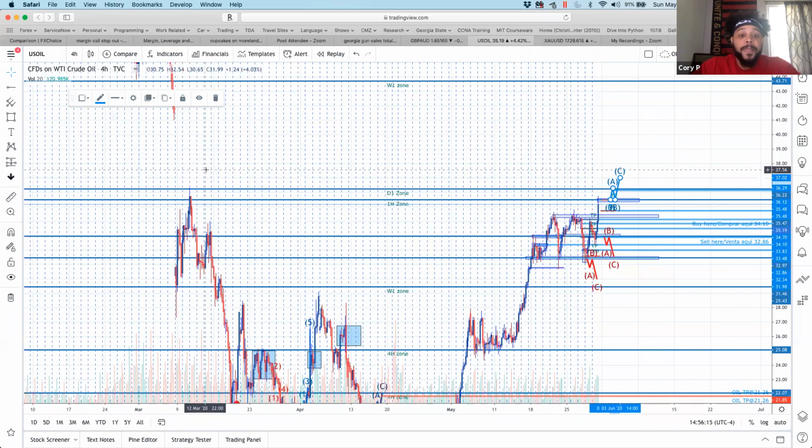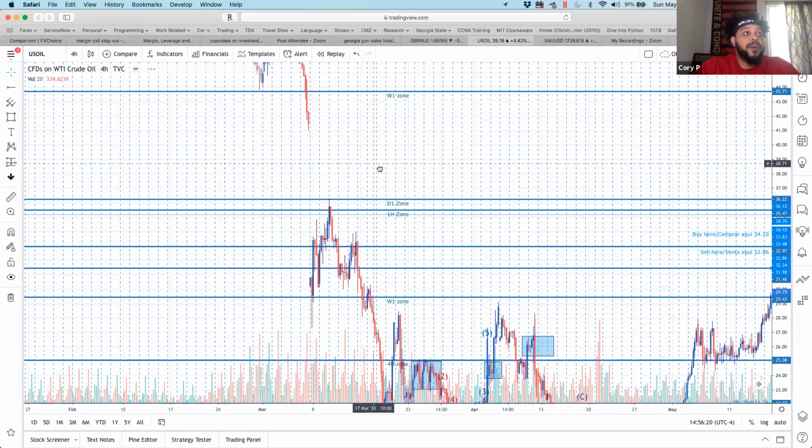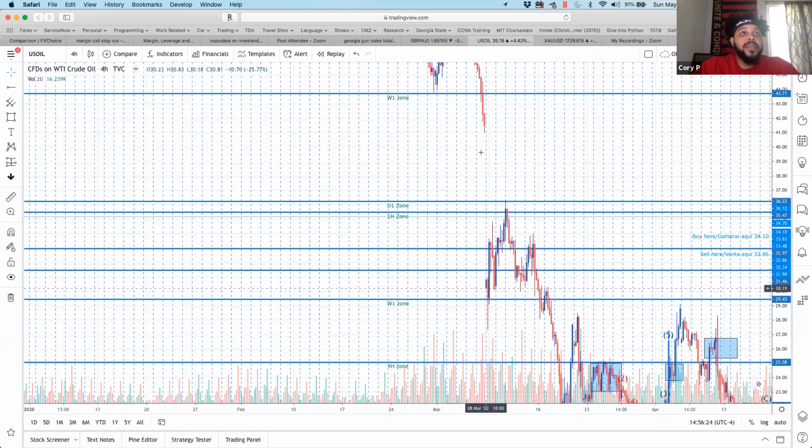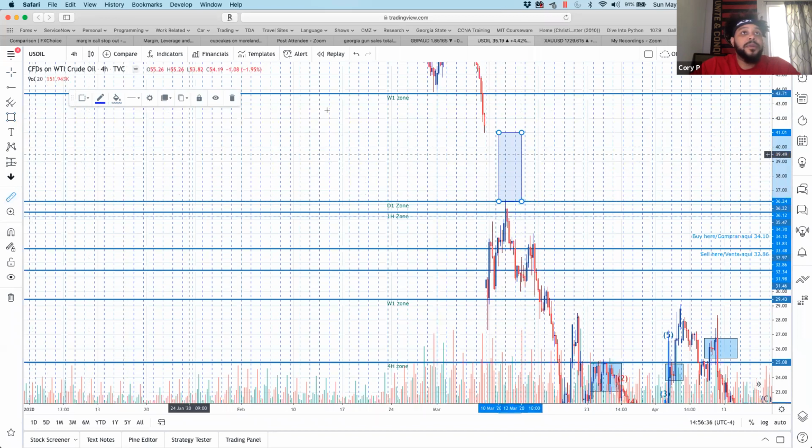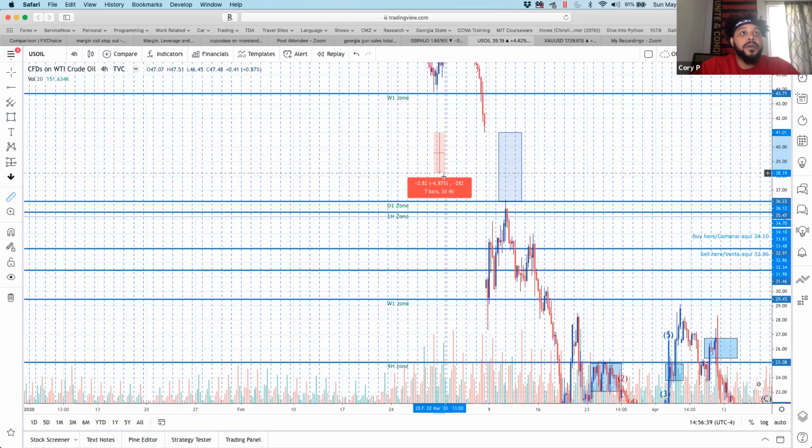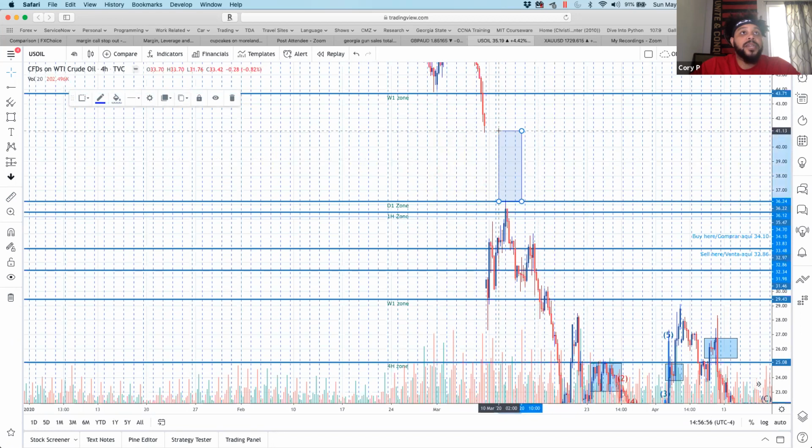So oil, looking at this oil setup, you see how over here on the 4-hour, when it broke down right here, it never filled this gap. So this gap could get filled off of this move. And let's measure this gap. This is a 483 point gap. That's a good move. Yeah, man, I'm definitely getting on this trade.